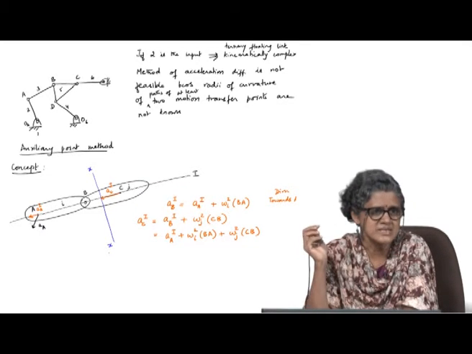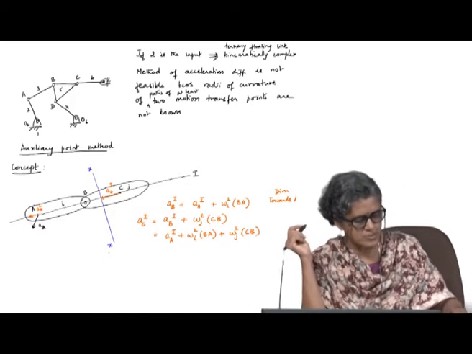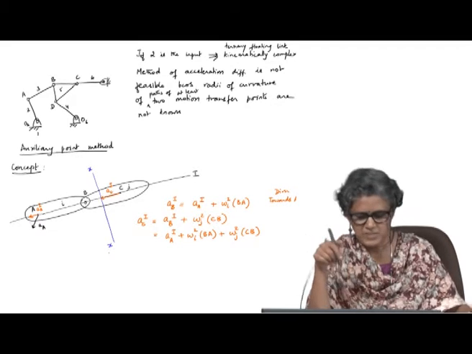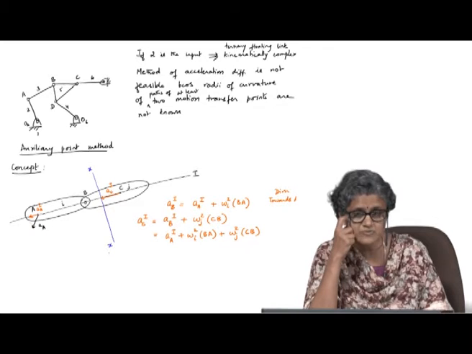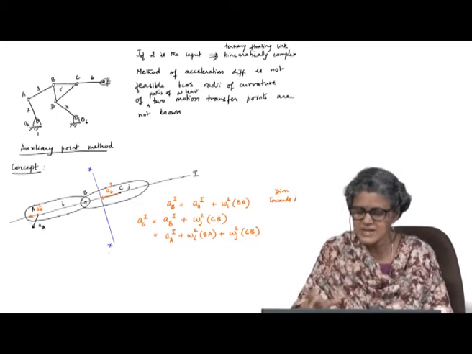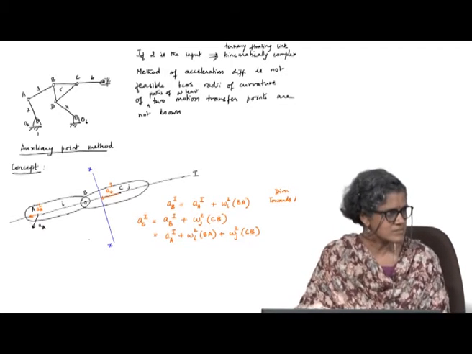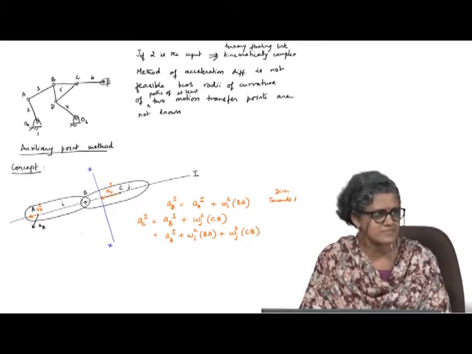So, that is the auxiliary point method for acceleration. We will solve a problem in the next class, but this is the basic concept behind the auxiliary point method for accelerations. Slightly different from the velocity case, but still quite elegant how they come up with this. Okay.